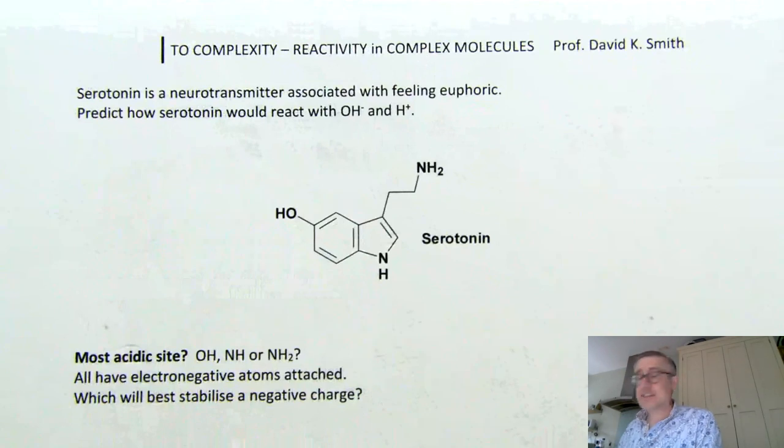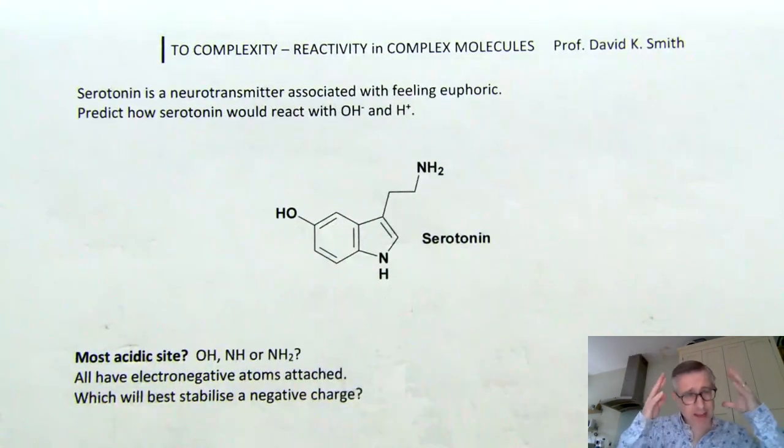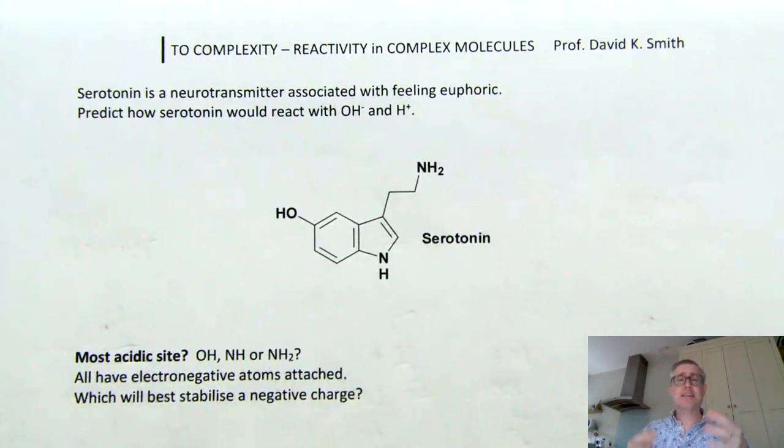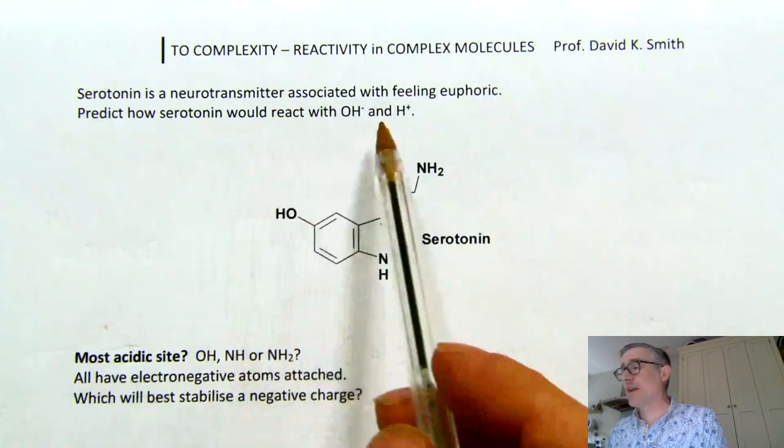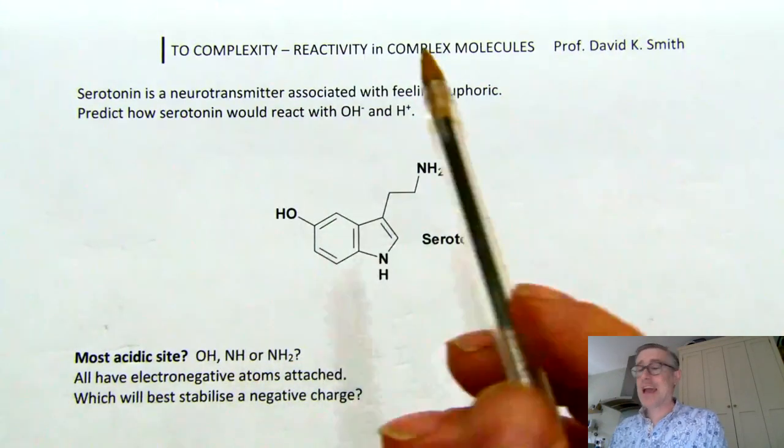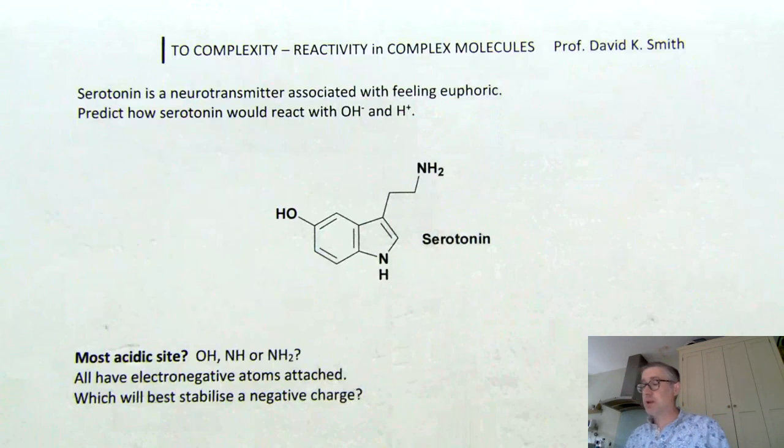This is serotonin. It's a really important molecule in your brain, and it's associated with feeling euphoric. It makes you feel really good, it makes you feel in love, it makes you feel super happy. And I'm simply saying predict how serotonin would react with a base, OH minus, and an acid, H plus.